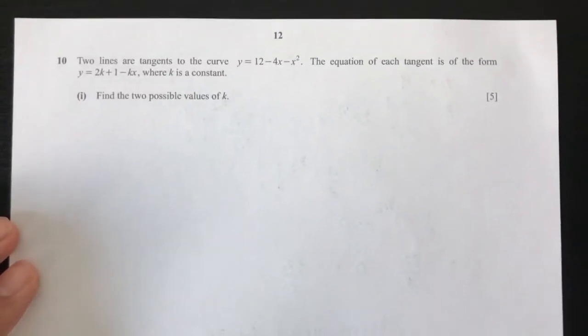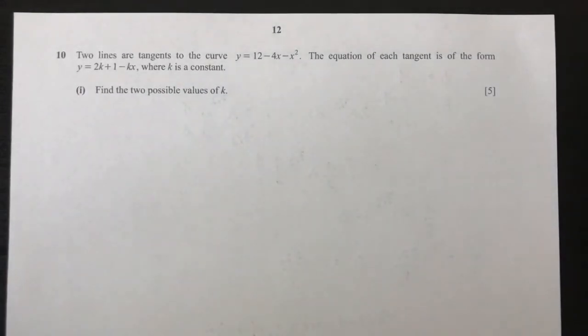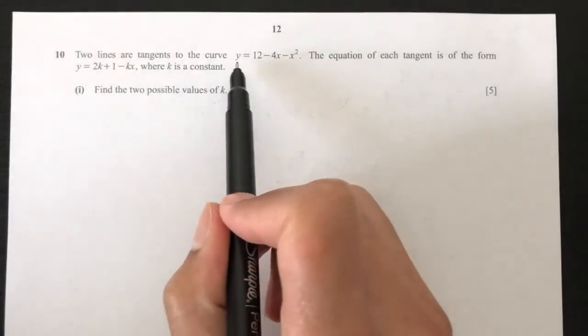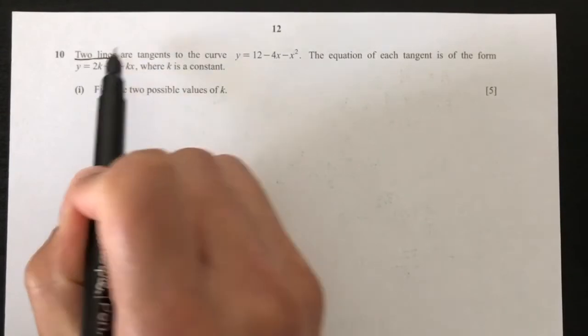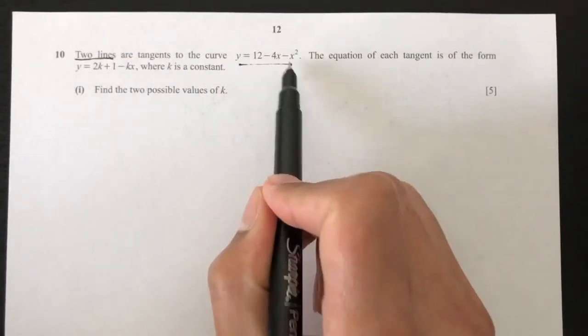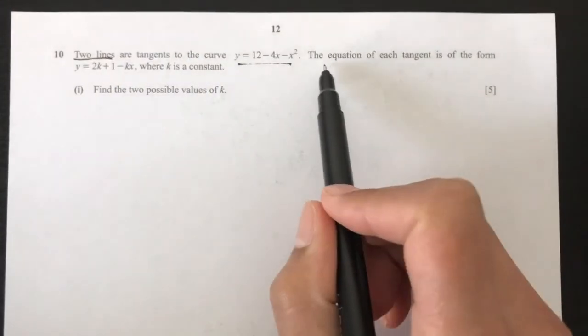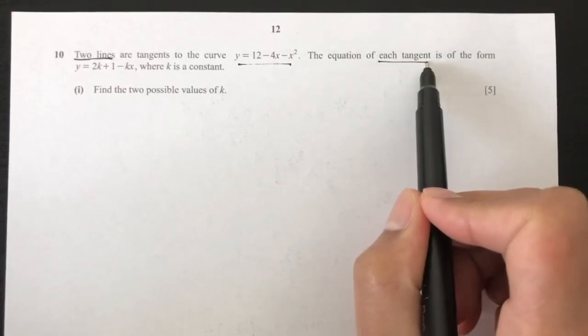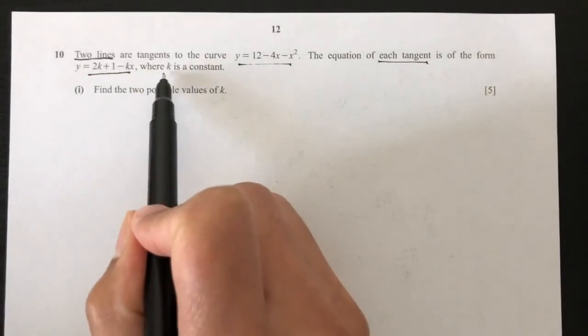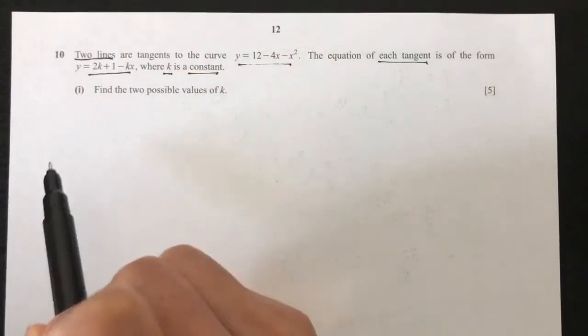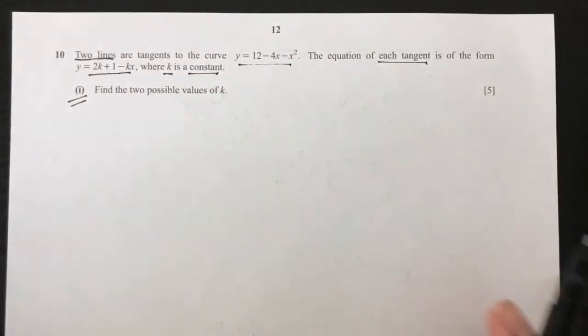Now let's move on to question number 10. We have two lines that are tangent to the curve of this. Okay, that's the first part. Find the equation of each tangent of the form this, where k is a constant. So part 1, find the two possible values of k.